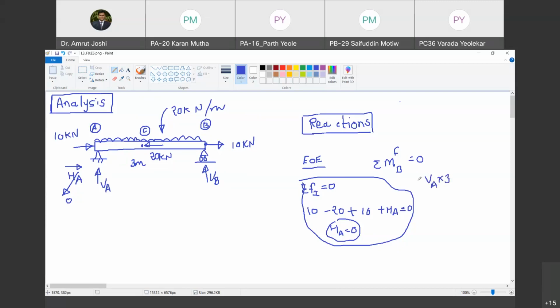And it is clockwise. Therefore, I assign negative sign. My sign convention is clockwise negative, anti-clockwise positive. Are you with me? Yes, sir.